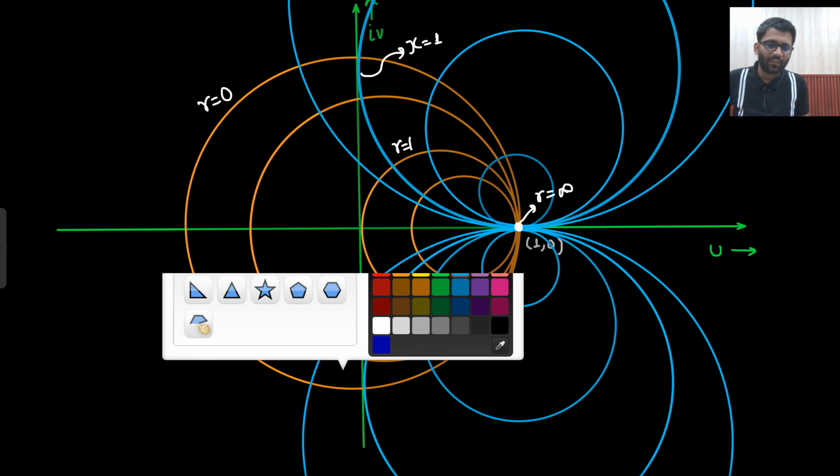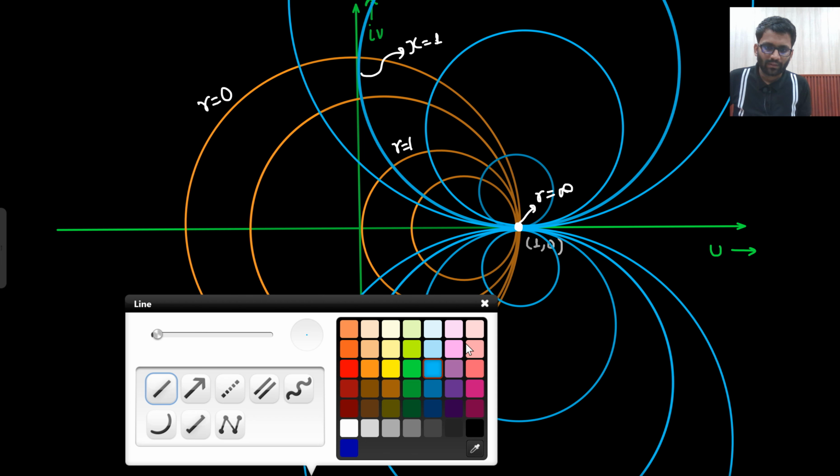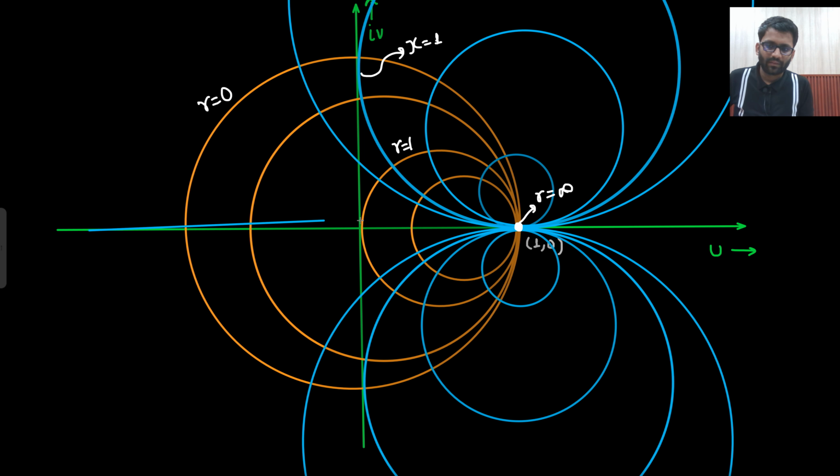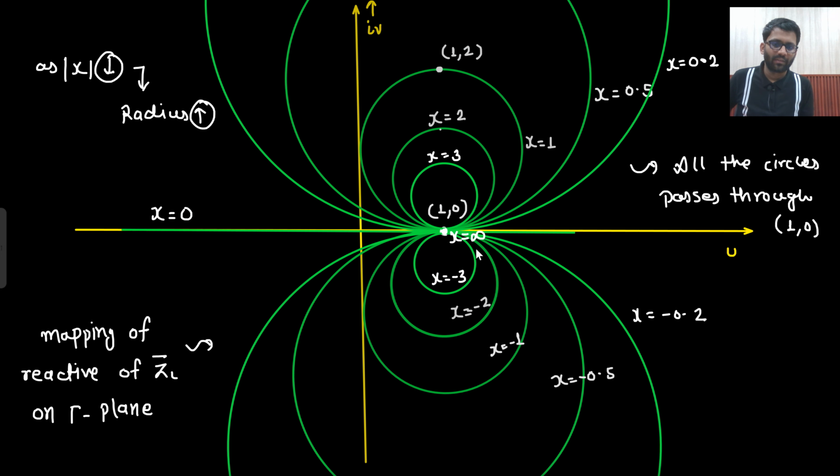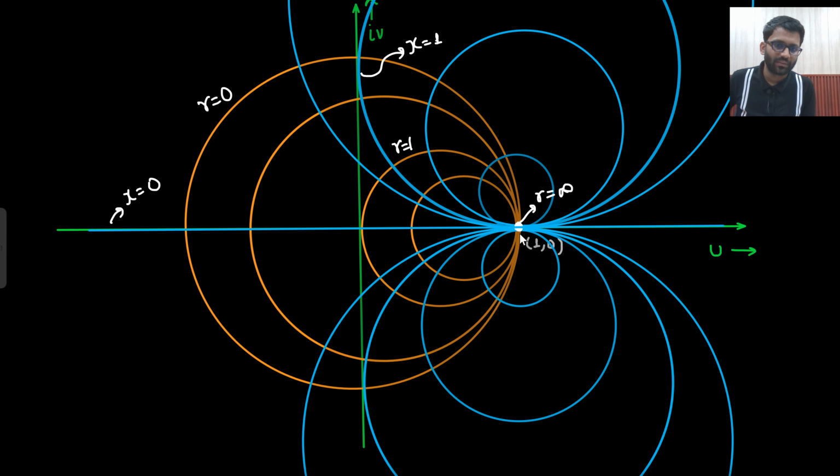And here what was the value of x? There was one more line. This line was your x equals to 0. And here the dot was x equals to infinity. Are you getting this point? This was your x equals to 1. This was your x equals to minus 1. So whatever I have shown on this diagram is very important. This is my r equals to 0 circle.